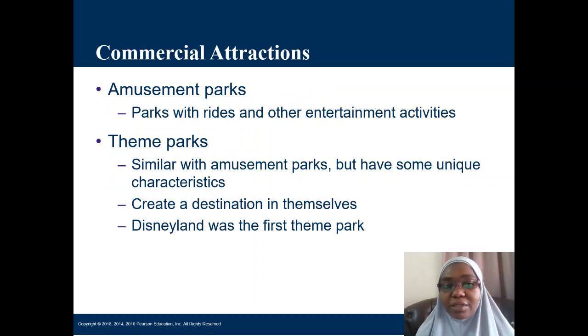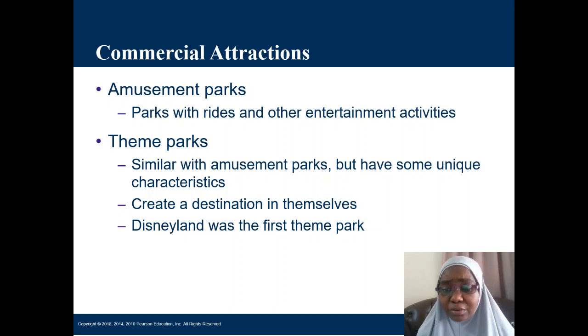Commercial attractions involve amusement parks, like we mentioned earlier, that could be for profit or non-profit. We have amusement parks, which are parks with rides and other entertainment activities, like maybe the water park and so on. So all these are commercial attractions. We also have theme parks. They are similar to amusement parks, but they have their own special unique characteristics.